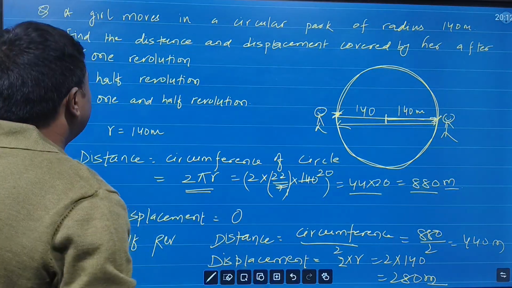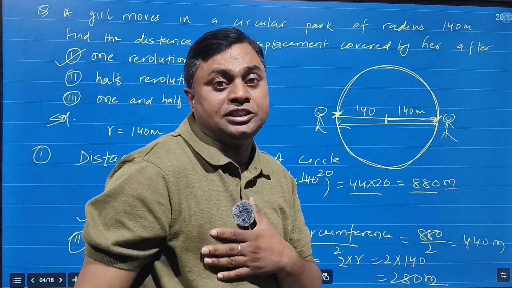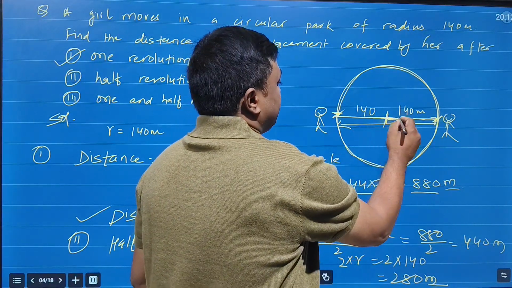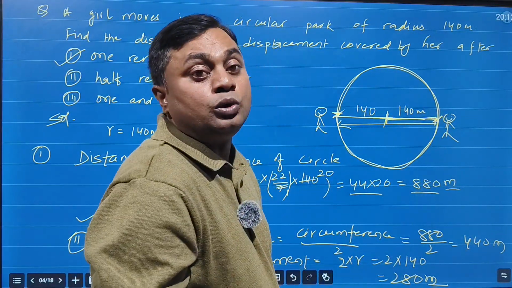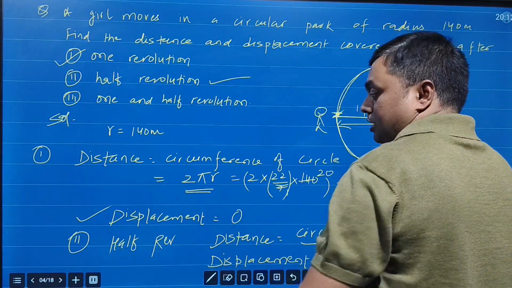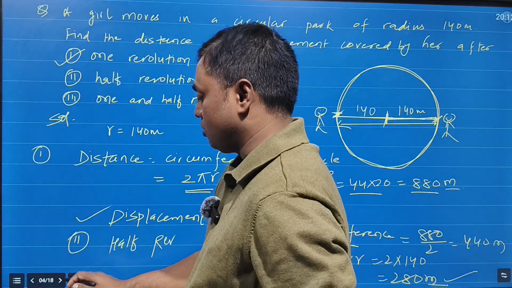So displacement is 0. Similarly, they can ask for half revolution. After half revolution, what will be the distance? Circumference by 2. And what about the displacement? This is the displacement right now, that is equal to 2 times the radius, 140 plus 140, that is 280 meter. Is it clear? Like that they can ask you after 1.5 revolutions, 2.5 revolutions, so you can solve.